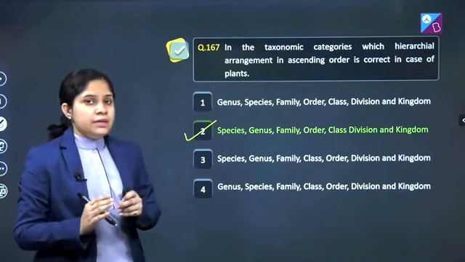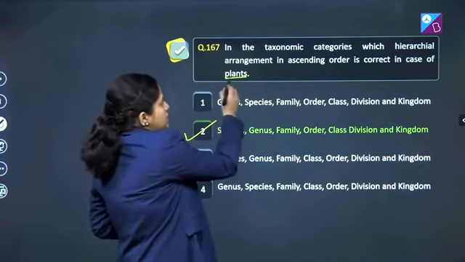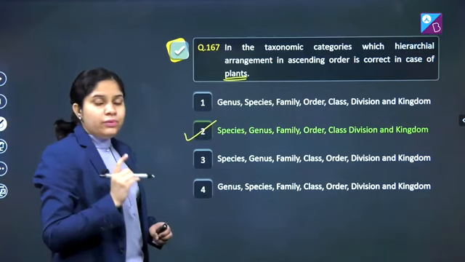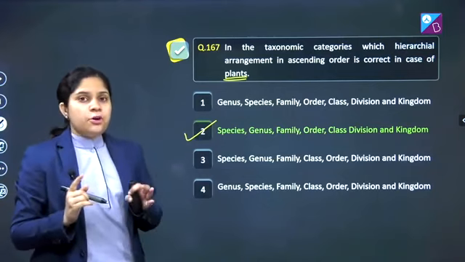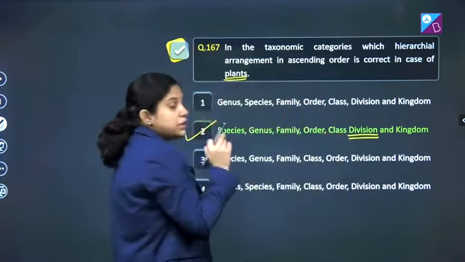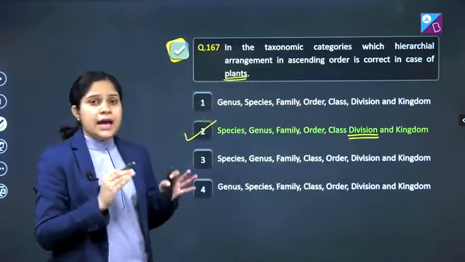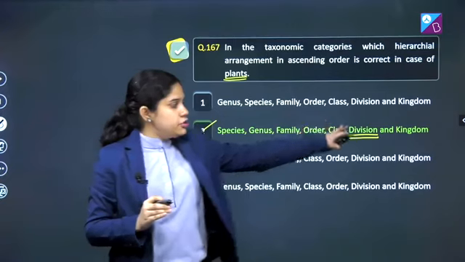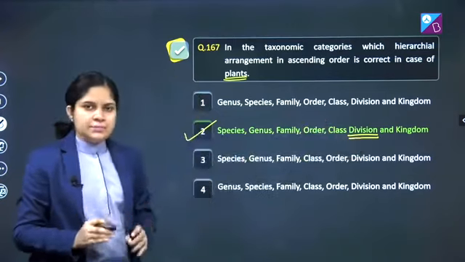आप question में ये भी देखिएगा कि question में plants के लिए कहा गया है. So whenever the question is for plants, we always take division. But if the question is asked for the animals, then instead of division here would be phylum. ये चीज आप ध्यान में रखेंगे.